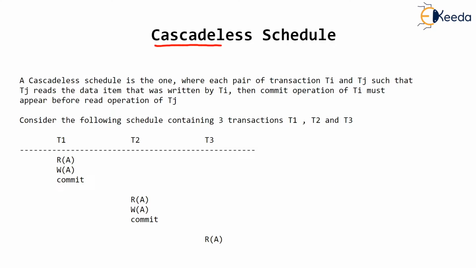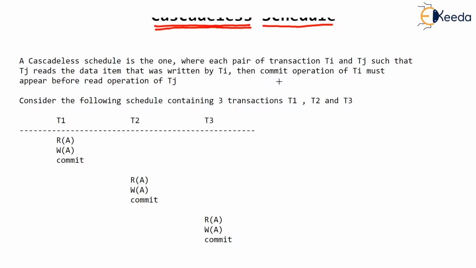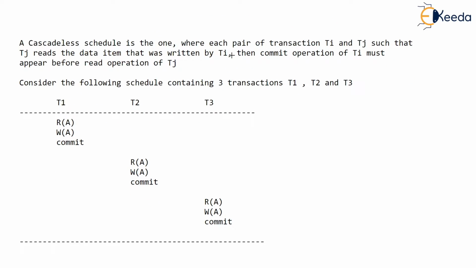In the previous video, we saw what is meant by cascading abort or cascading rollback. And we also got introduced to what is meant by a cascadeless schedule. But I thought of making another video which will discuss the cascadeless schedule in detail. Let's start with the definition, because I hope you have seen the previous video and you are already aware of what a cascadeless schedule is.